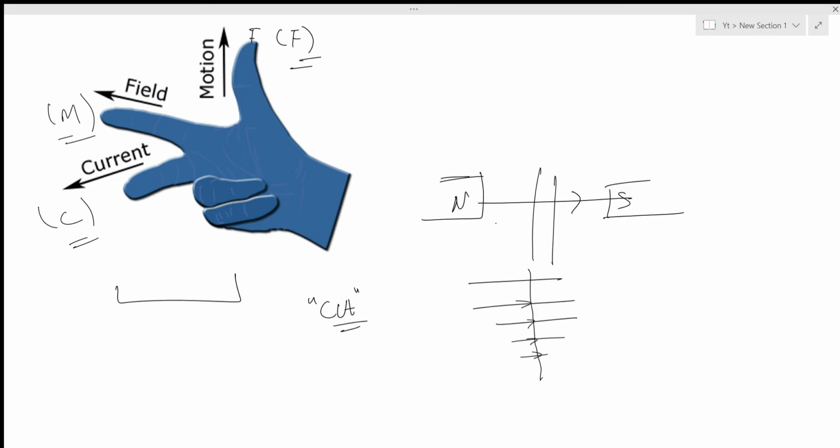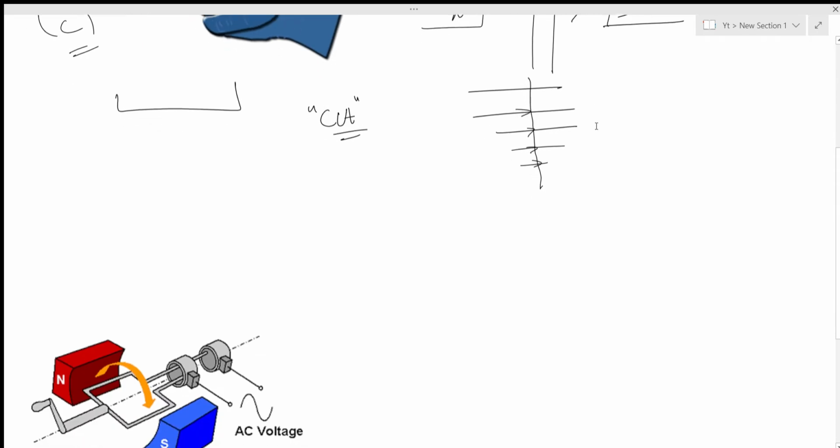The force is being applied towards you, so the thumb should be pointing towards you. And if you have done this correctly, your middle finger, i.e. the direction of the current, should be pointing upwards. Because it points upwards, this is the direction of the conventional current. So the current induced is upwards.